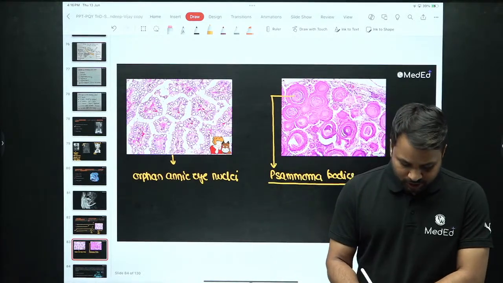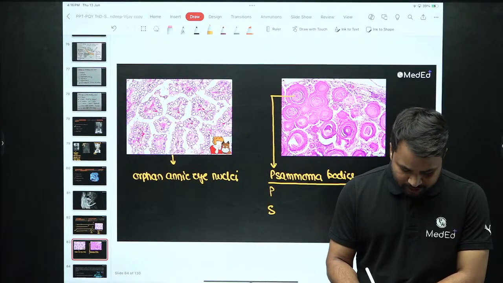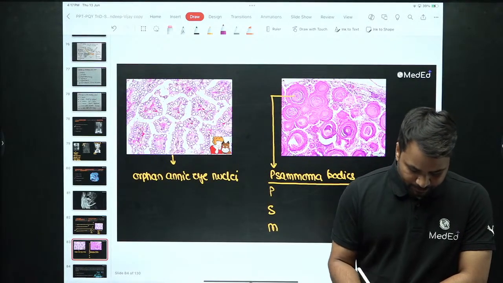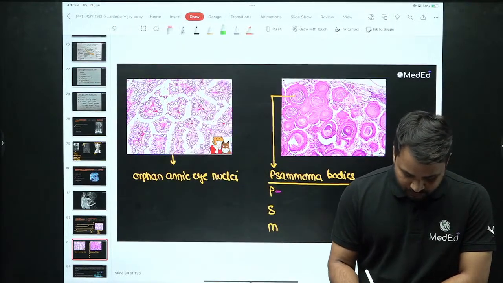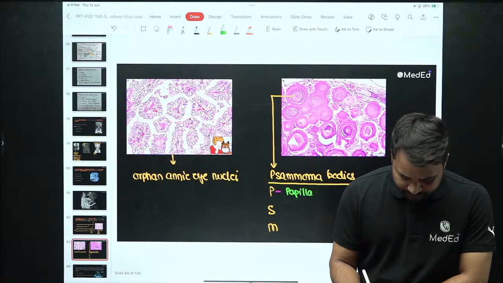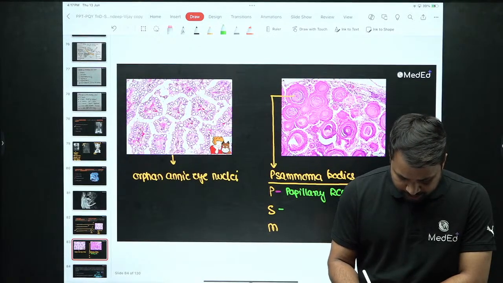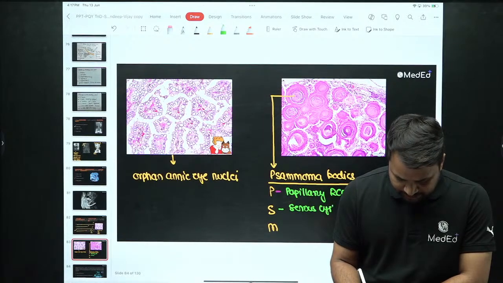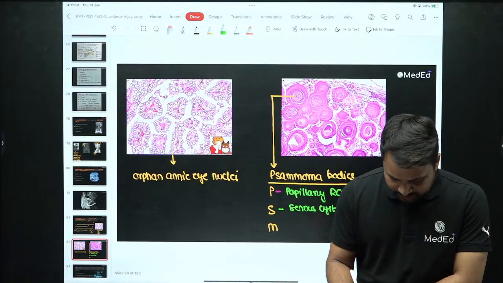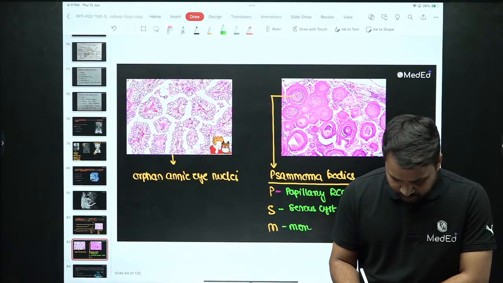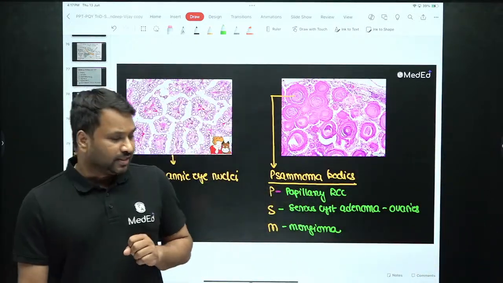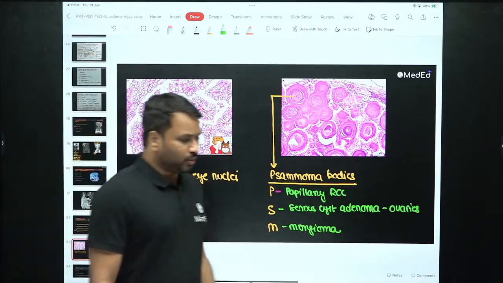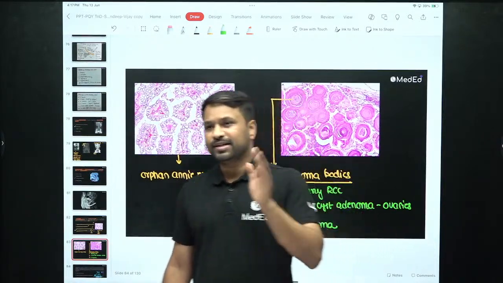So when you say psammoma bodies, what are the other sites where you will see psammoma bodies? Remember the mnemonic as your favorite subject, that is PSM. P stands for the papillary variant of renal cell carcinoma. S stands for serous cystadenoma of the ovaries. And M stands for meningiomas, right? So these are the sites where you will see the psammoma bodies, which are also present in papillary cancer thyroid.